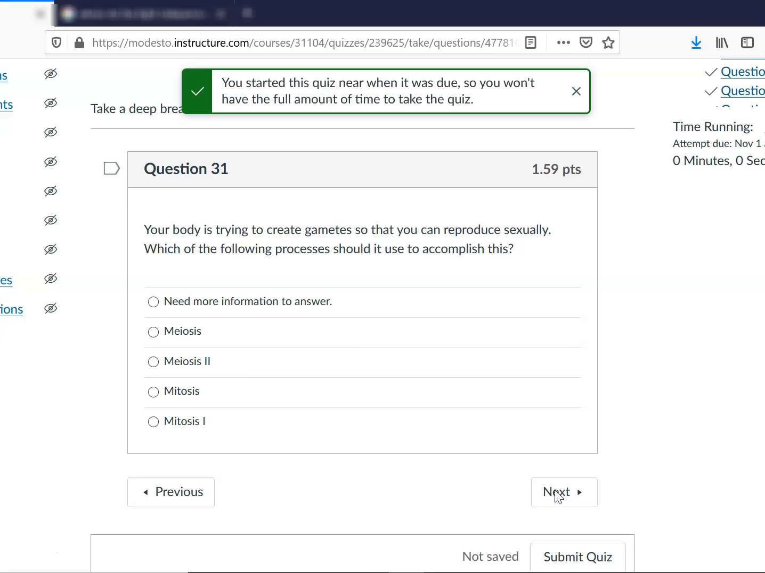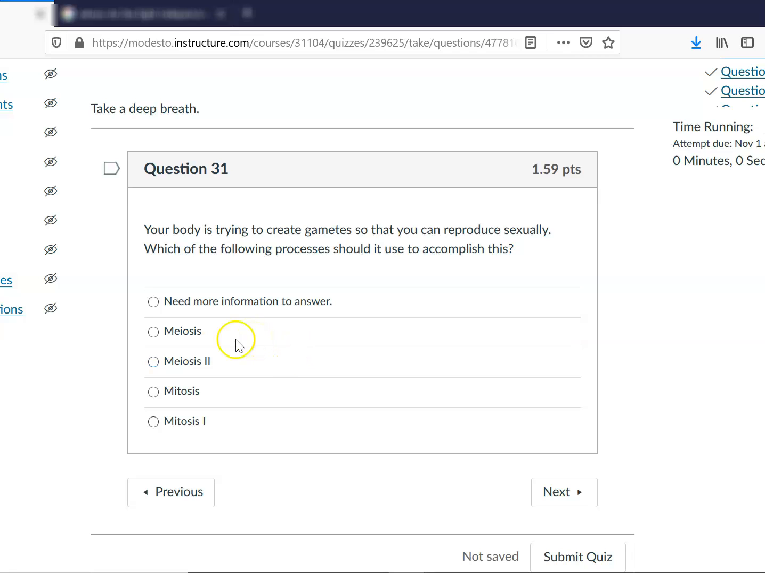Your body is trying to create gametes so that you can reproduce sexually. Which of the following processes should it use to accomplish this? Meiosis. Guess it's not super fair that I put meiosis 2 and meiosis 1, but the best answer to this question is definitely meiosis. Meiosis 1 is not going to get you all the way there. Meiosis 2 is not going to get you all the way there. You create gametes with meiosis.